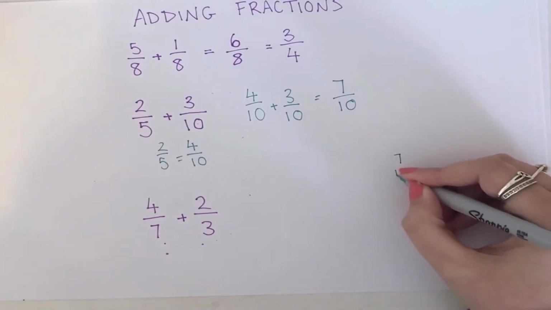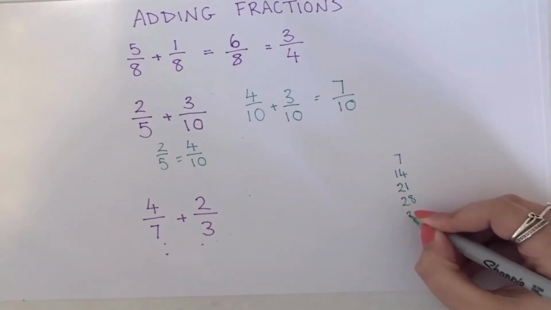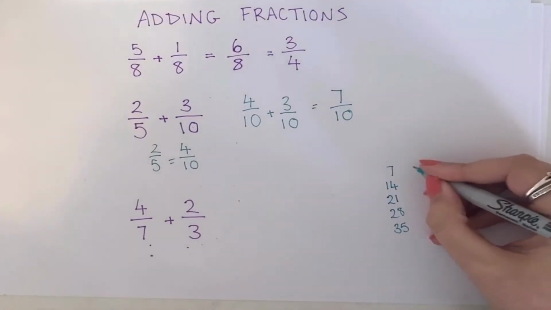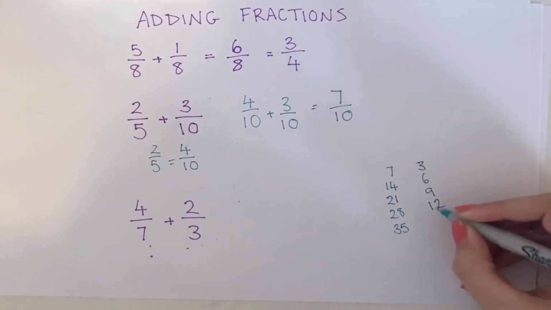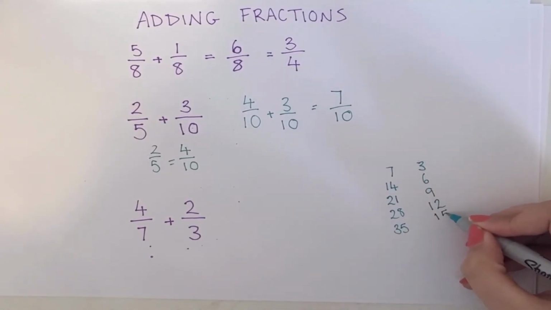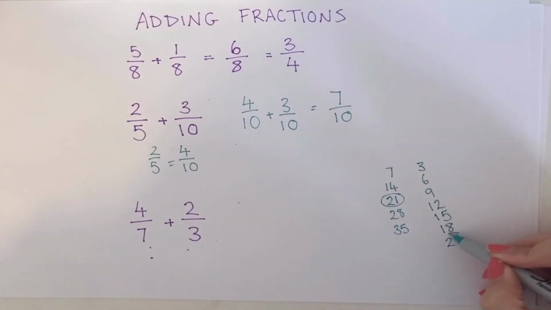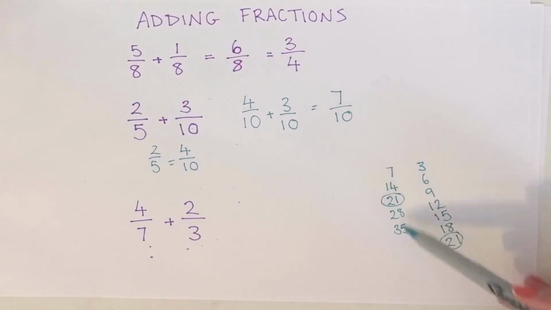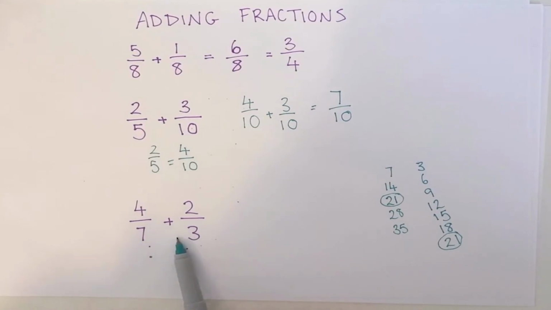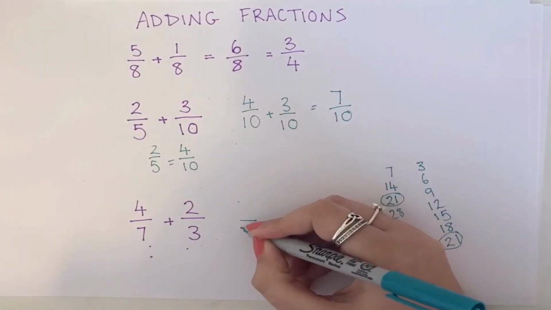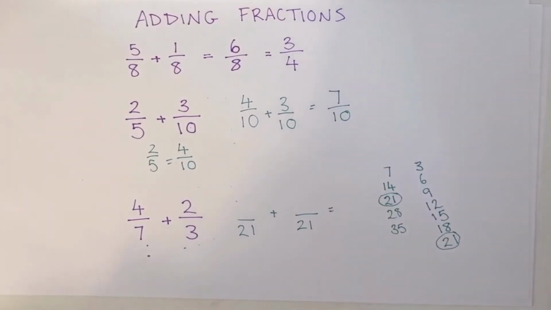So if I need to, I can write out these times tables. I won't write the whole things out. So there's some of my 7s and then 3s. Haven't got any yet, so I'll keep going. There we go. The lowest common multiple that's in both of these times tables is 21. So I need to find equivalent fractions for each of these where the denominator is 21. So I will have something over 21 add something else over 21.